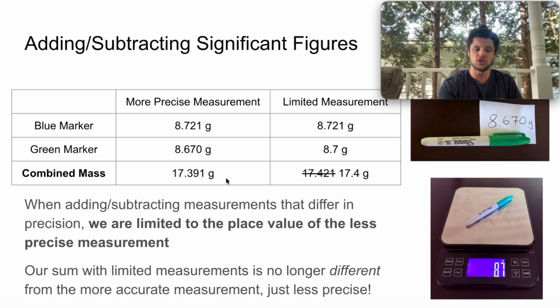And if we compare these two numbers, 17.391 and 17.4, those are the same number, right? One of them is rounded, but if we rounded 17.391 to the tenths place, we would get 17.4. So these are no longer two different numbers. They're just two numbers, one less precise. Still, it's the same value. One's just less precise than the other. So our sum with limited measurements is no longer different from our more accurate measurement. It's just less precise. And this is what we're going to do when we add and subtract two numbers, concerning their levels of precision.